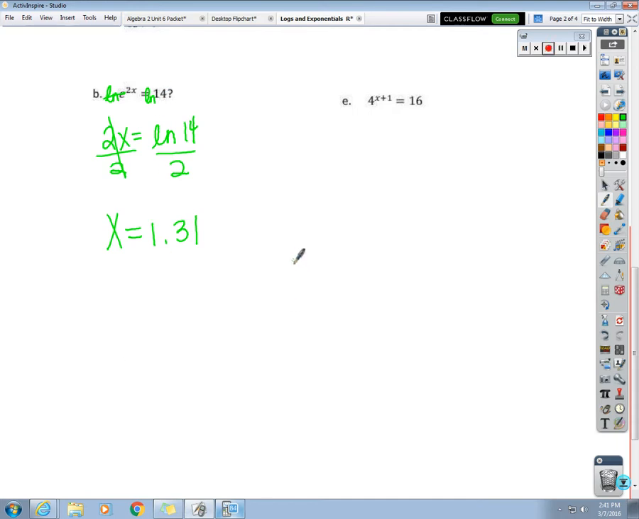Okay, E. Any ideas how I'm going to get this x by itself? It's currently in what kind of form? So I need to change it to log. And it's common log because my base is 4, not an e. So, base 4 of it equals, right. Okay, well what is log base 4 of 16? Just type that in first.